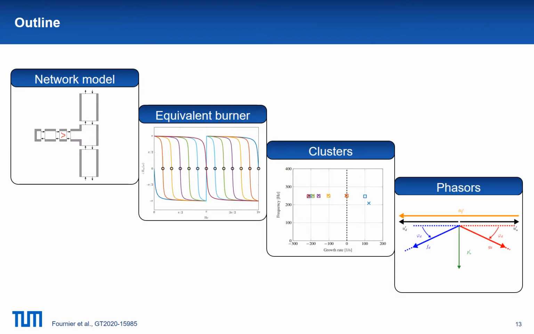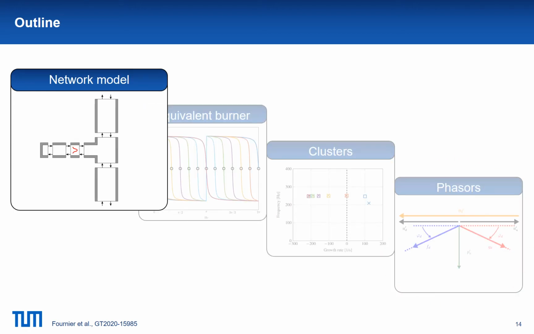To answer that question, I will divide my presentation into 4 parts. First of all, I will introduce the network model that we used and show how we can transform it into an equivalent burner. Then we will explain the origin of the clusters, and we will explain the spectrum structure by means of a phasor analysis.